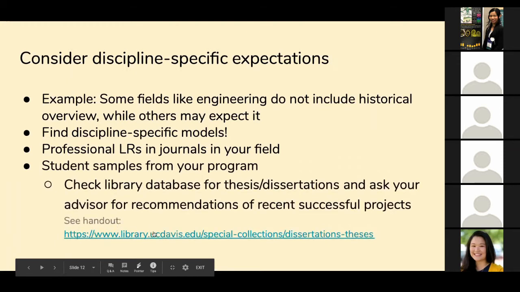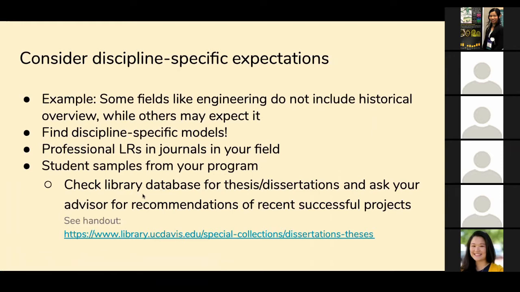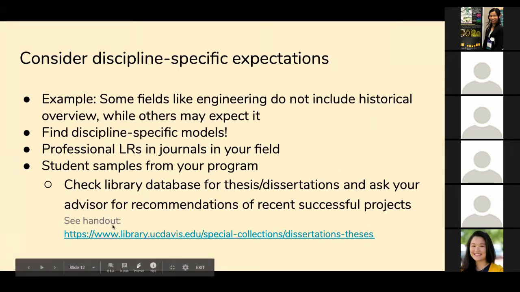This link I've also included on the handout. You want to check the library database for theses and dissertations and ask your advisor for recommendations. What do they think a successful dissertation and lit review looks like? It's embedded in the dissertation chapters. So you can look up the theses and dissertations by advisor on the library database. I strongly recommend that. Other people have done this before you.